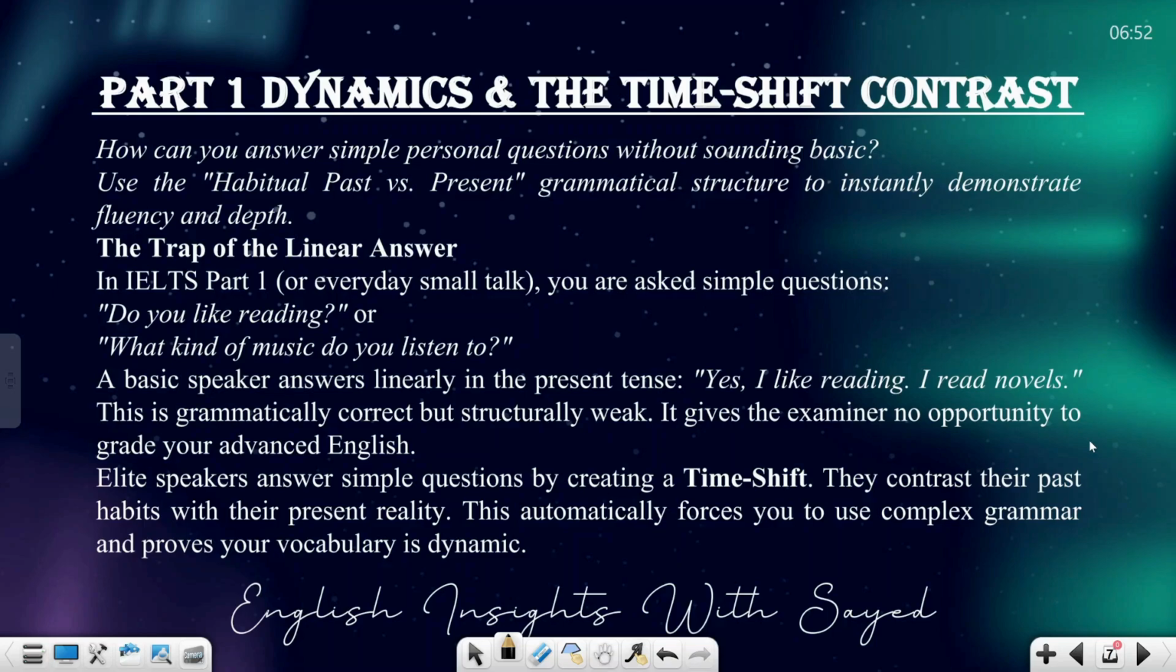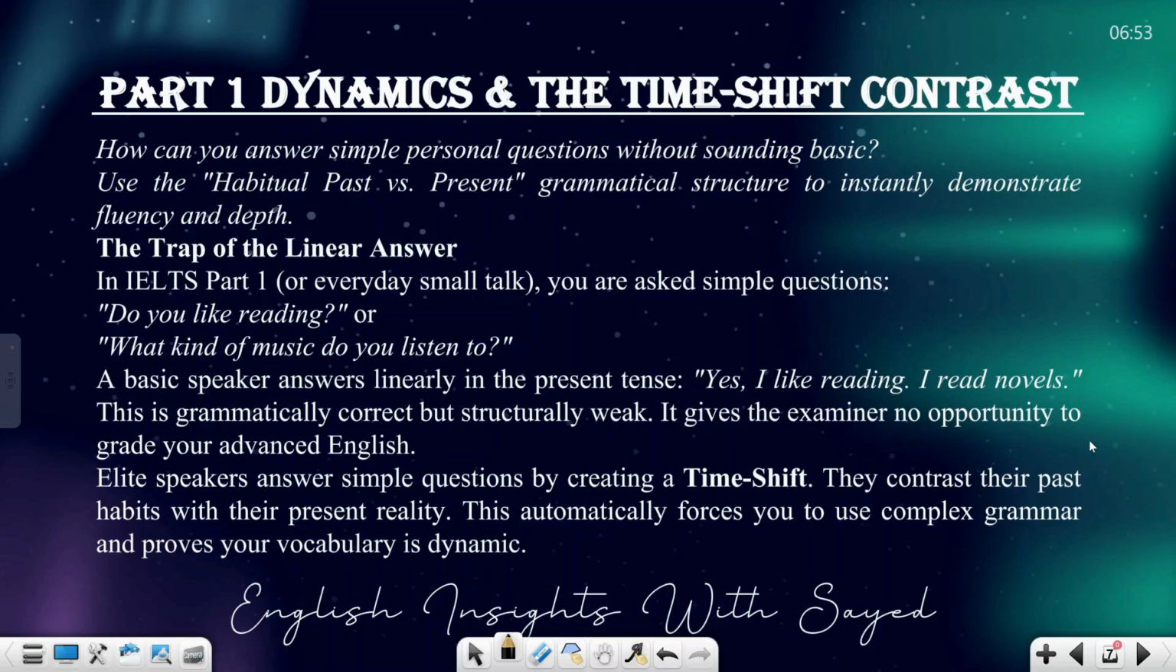So in IELTS part 1, everyday talk, small talk, you are asked a simple question: do you like reading, or what kind of music do you listen to? A basic speaker will answer linearly in the present tense. Yes, I like reading. I love reading. I read novels, this way. This is grammatically correct, but structurally weak.